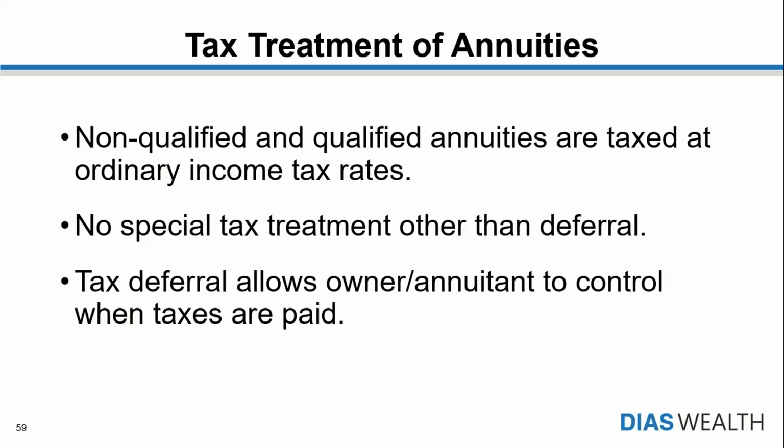Non-qualified and qualified are taxed at ordinary income tax rates. What does that mean? So on a non-qualified annuity, the balance that you put into it is not taxed, but the interest that you earn on it is taxed at an ordinary income tax rate. Qualified annuities, straight up ordinary income tax rates because they're deposited with pre-tax, your traditional IRA. There's really no special tax treatment. Some people say deferral is special tax treatment, however you want to look at it. But it does allow the owner annuitant to control when taxes are paid. Key part of that.